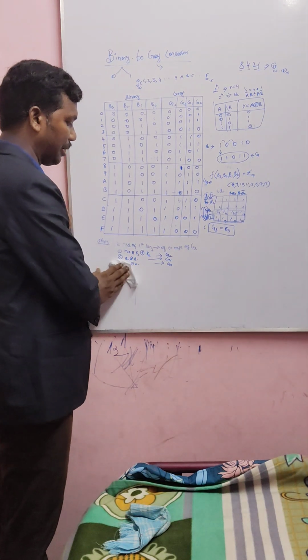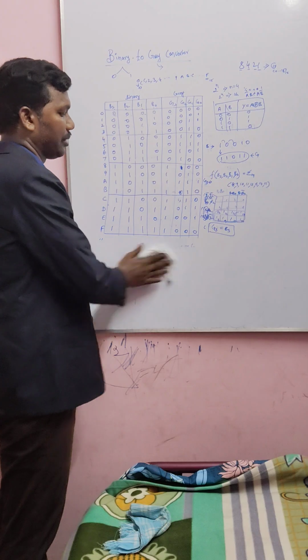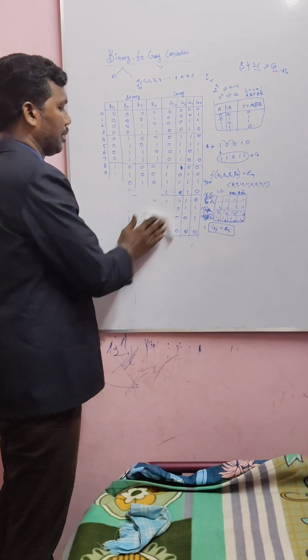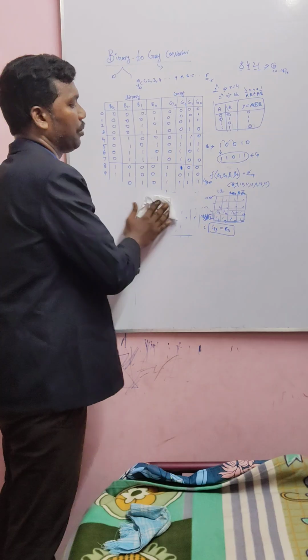So we have a small time. In that time, we just take gray to binary. Okay, gray to binary. So that will help you.